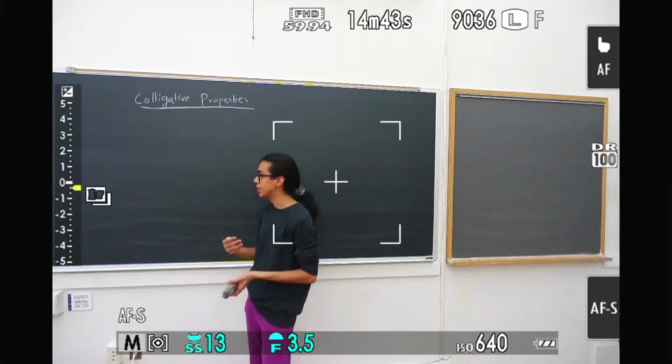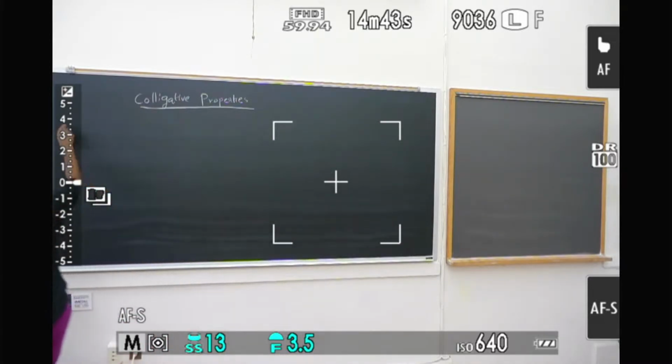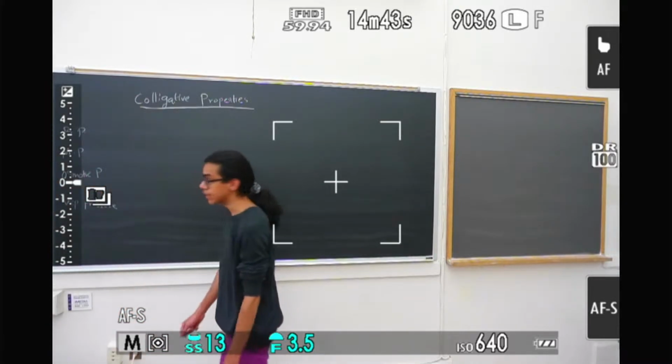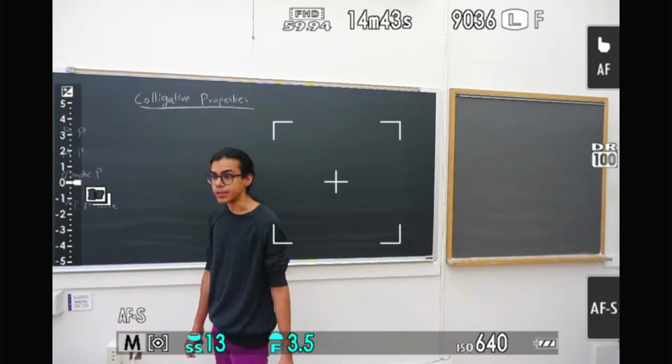How does the boiling point change? How does the melting point change? How does the osmotic pressure change? And how does the vapor pressure change? That's what we're going to discuss today. So the changes in these things are given by these four equations.